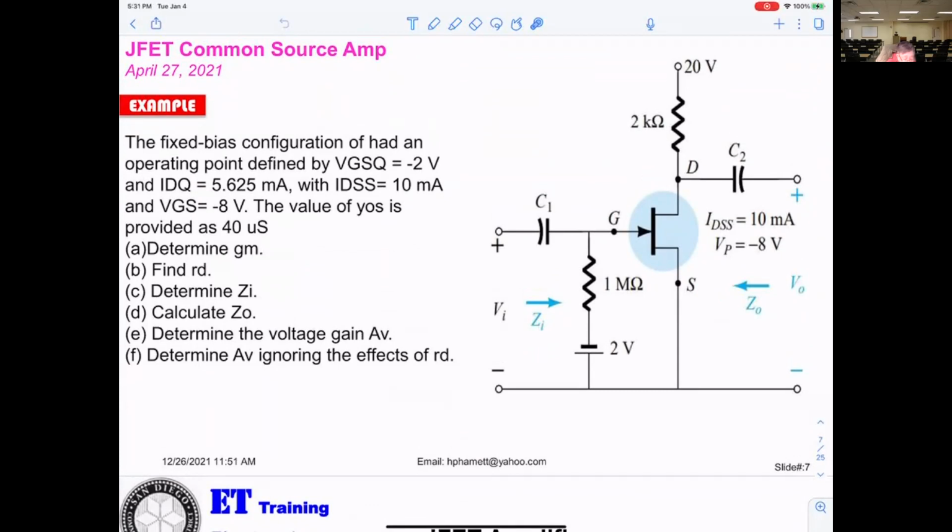For the fixed bias configuration, they give you VGSQ equal to minus 2 volt, and IDQ equal to 5.6 milliamp. And IDSS, they give you 10 milliamp. VGS equals minus 8 volt. That will be VGS off, okay?